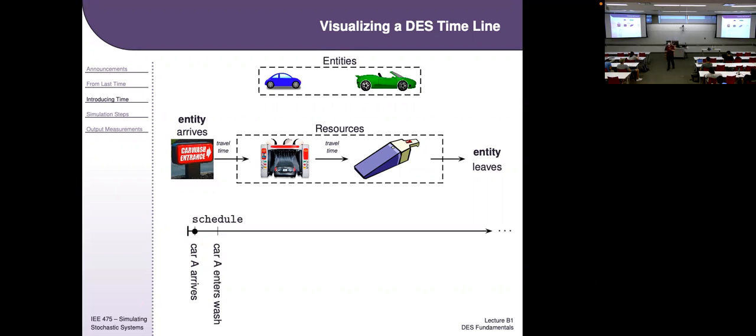Well, if A arrived, it now is going to drive to the car wash. That's an activity. We know roughly how long it takes for a car to get from the entry of the car wash to the actual car wash station. And so we can figure out how much that time is and schedule that. That will be something we know is going to happen in the future.